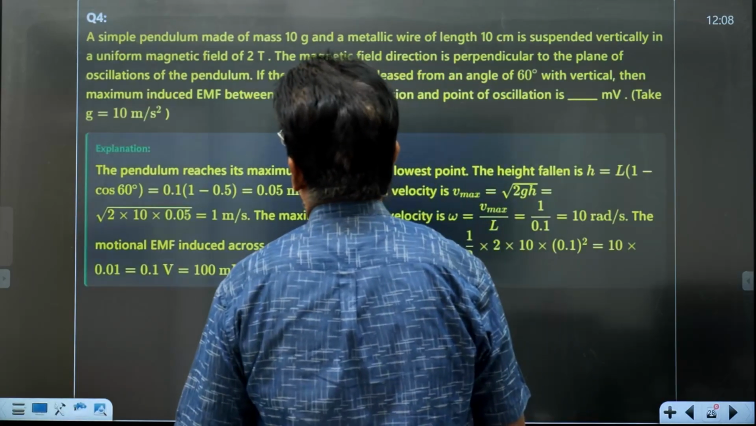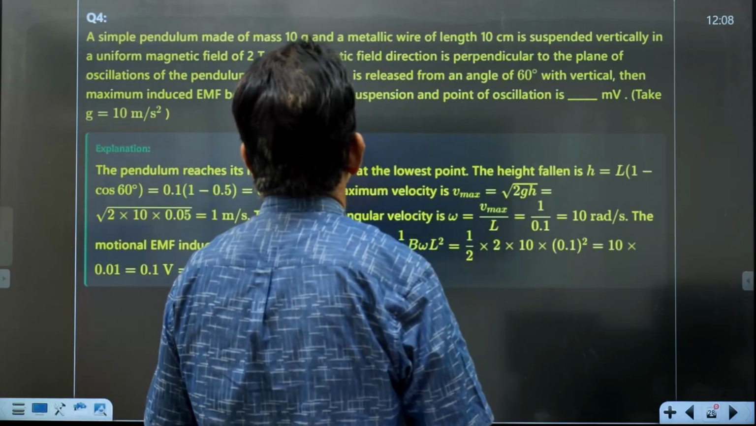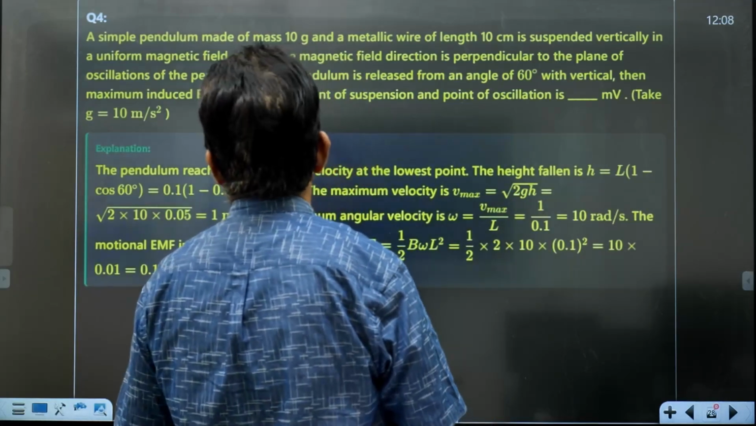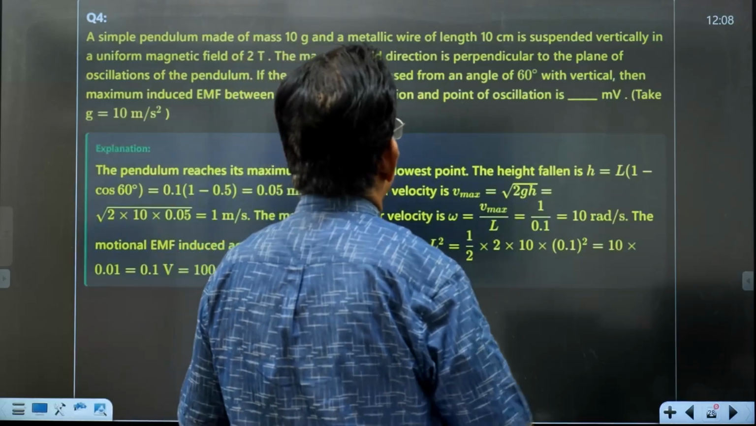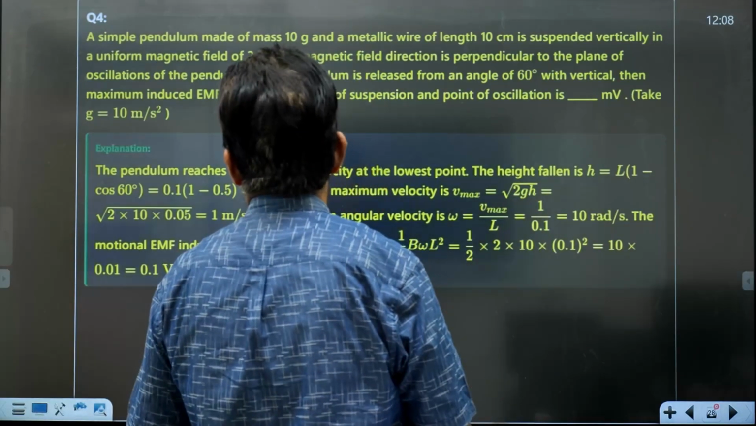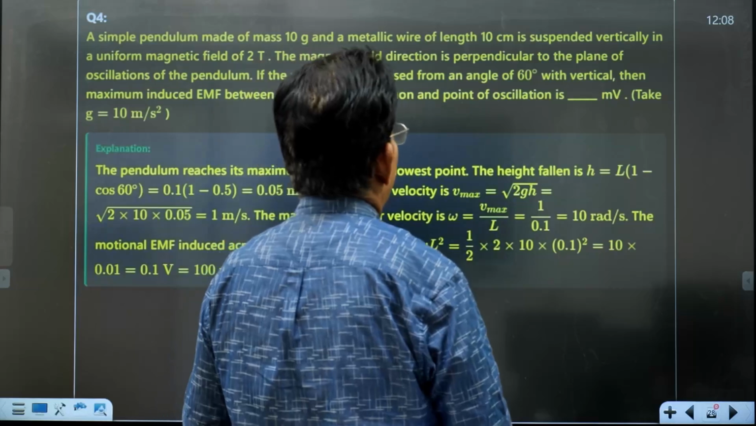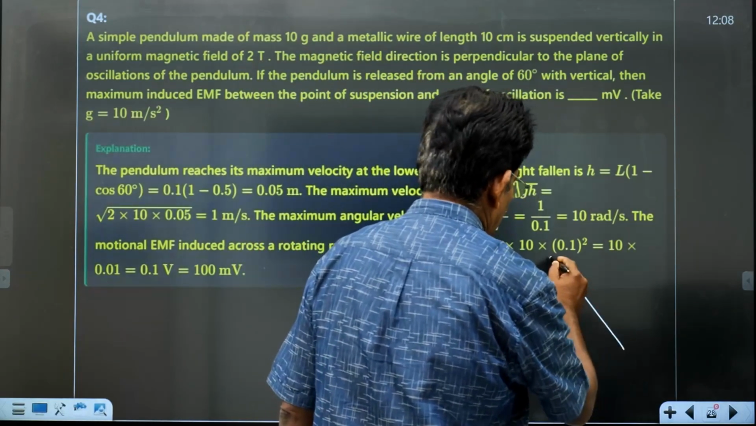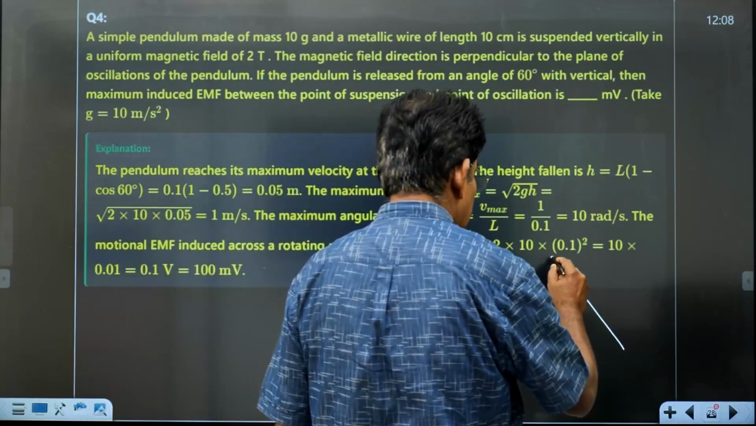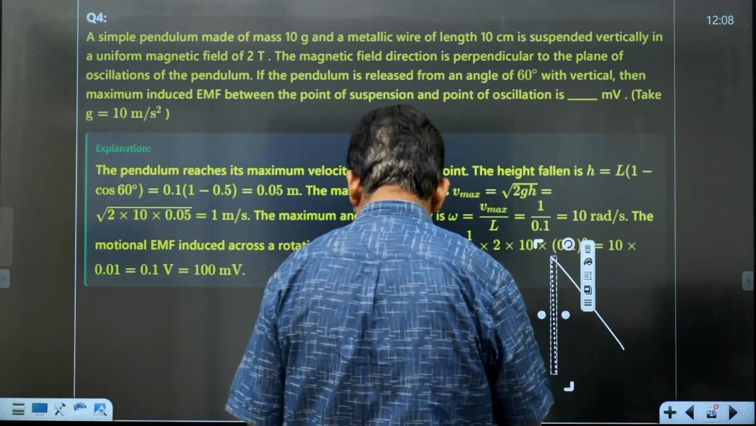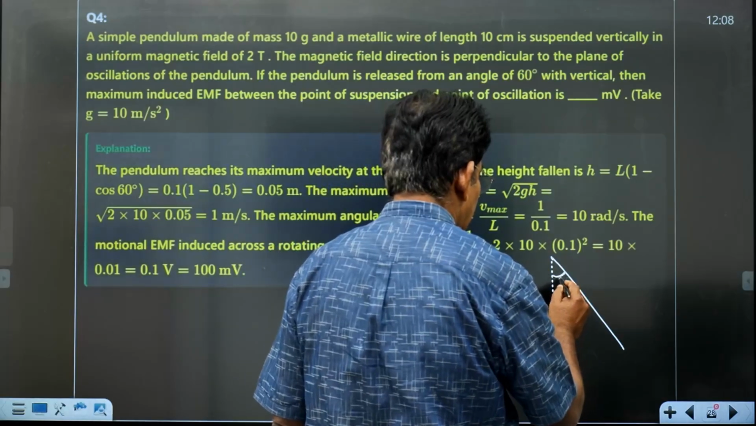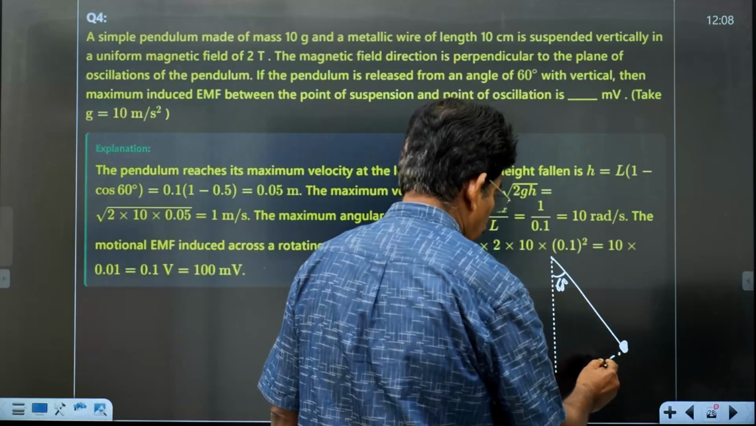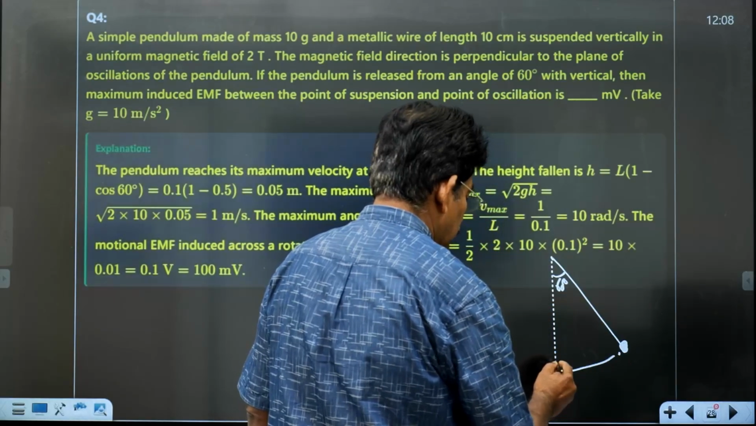Next question. A pendulum is made up of mass 10 gram and a metallic wire of length 10 centimeter, suspended vertically in a uniform magnetic field. The magnetic field direction is perpendicular to the plane of the loop. Oscillations of the pendulum. The pendulum is released from an angle. So I'll draw a diagram here. This is the initial position of the pendulum, making an angle 60 degree. The pendulum will keep a circular path, and this is the equilibrium position.